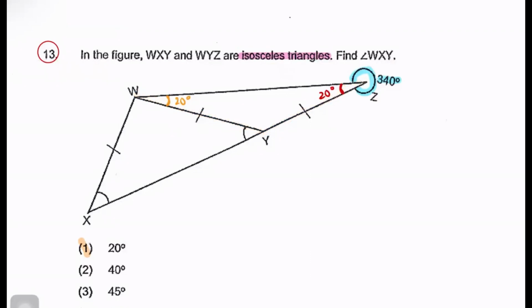Then Kira's turn. What is this angle? 180 minus 140? To find this blue angle, 180 minus 40. Minus away the 20. So minus 40 equals? Yes, here is 140. Very good, 140.